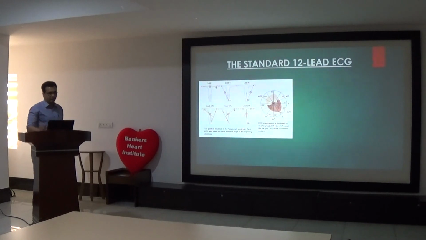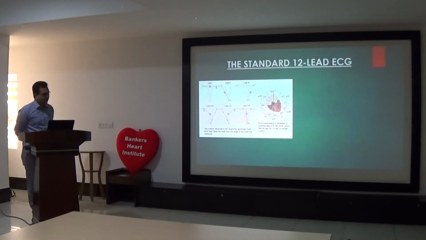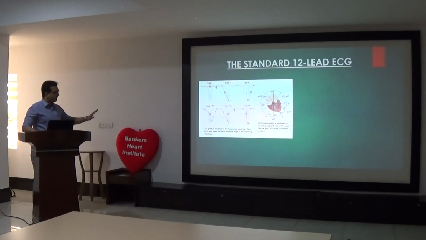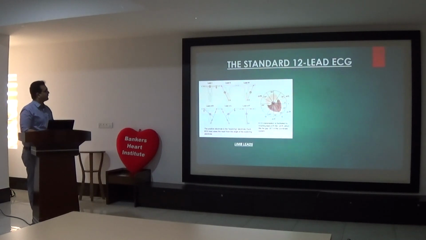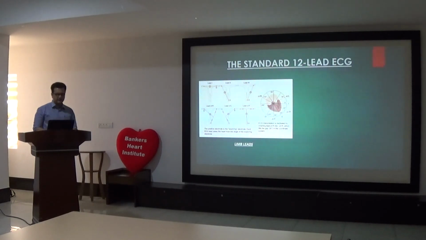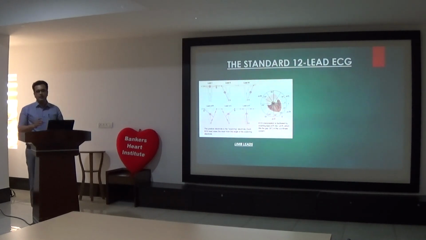Now, talking about the standard 12-lead ECG. These are the standard limb leads, with a total of 10 electrodes and 12 leads. So electrodes are basically a conducting pad that is tied to the body for measuring the electrical activity of the heart, and leads are the graphical representation of the analysis that is done with the help of the electrodes.